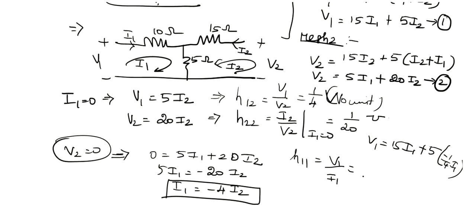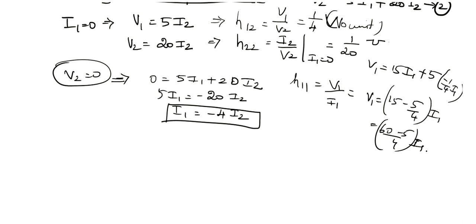Now tell me, V1 will be equal to 15 minus 5 by 4 I1. 5 fours are 20, 20 fives are 60, minus 5 by 4 I1. So V1 will be equal to 55 by 4 I1. Now coming to the equation, H11 will be equal to V1 by I1. I am getting 55 by 4.